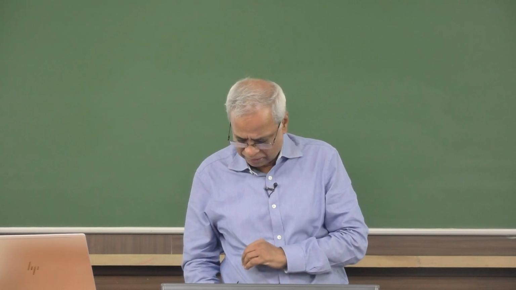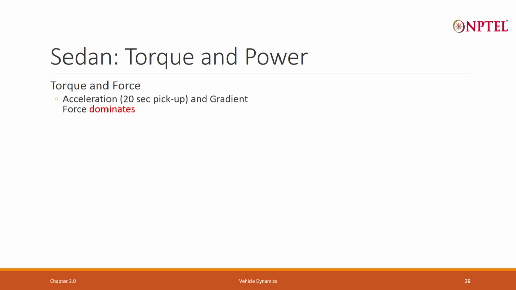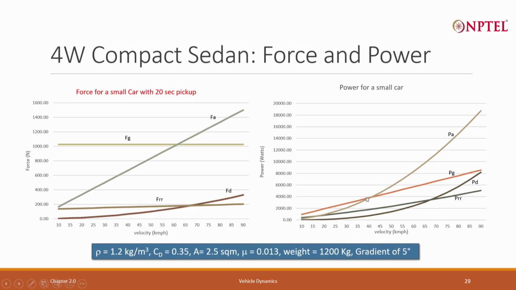Now, that is what you must keep in mind, and I look at therefore again torque and force, acceleration, 20-second pickup, gradient, and gradient dominates. That is what it is. For the torque, both the pickup and the gradient dominate. Fortunately, both of them do not come up together. So, one of the two will be there.